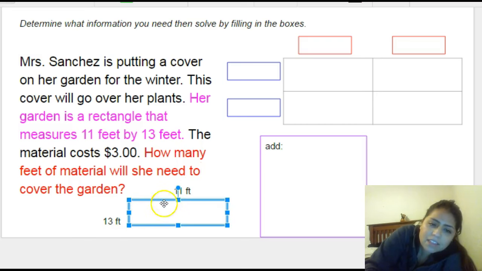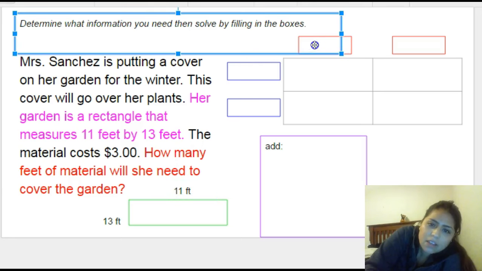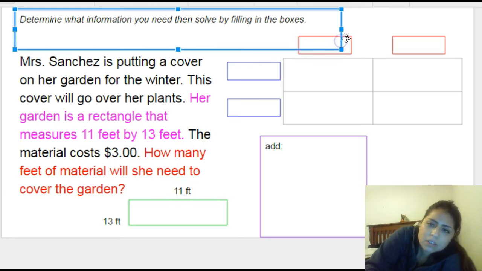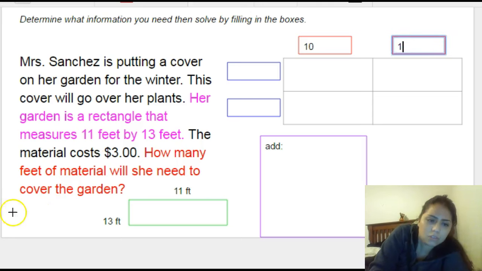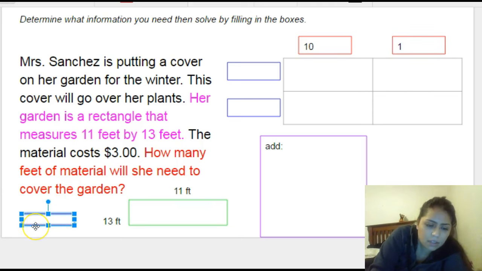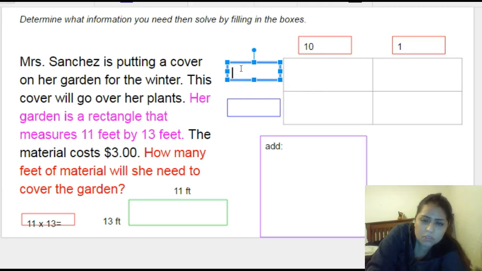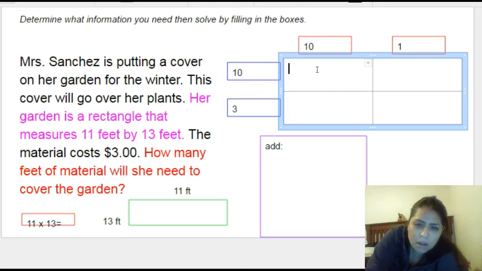If I want to find the inside of this figure, the area, I have to use the area formula, length times width. I'm doing 11 times 13 equals, and that'll give me the answer to the problem. I'm going to change that to 10 and 1, and then 10 and 3. Now I can go in here and solve the problem.